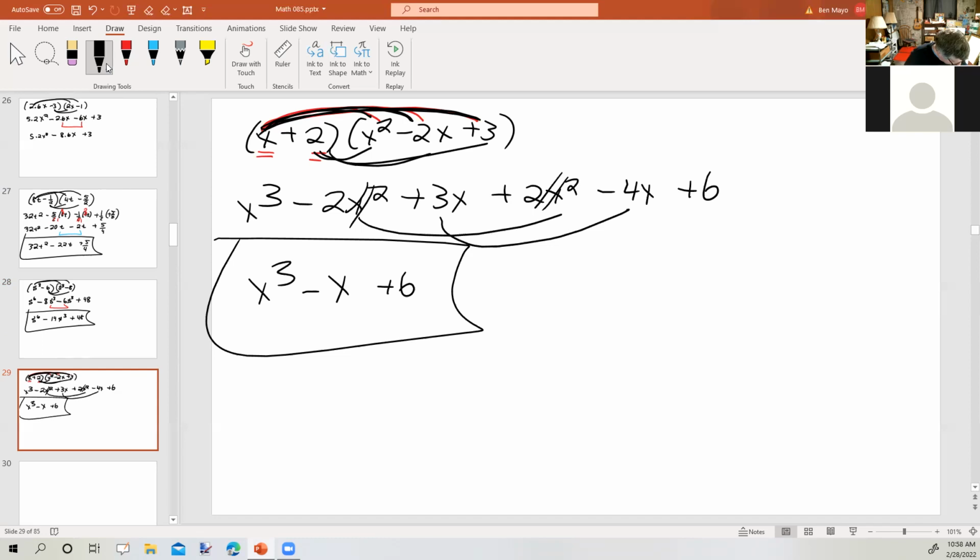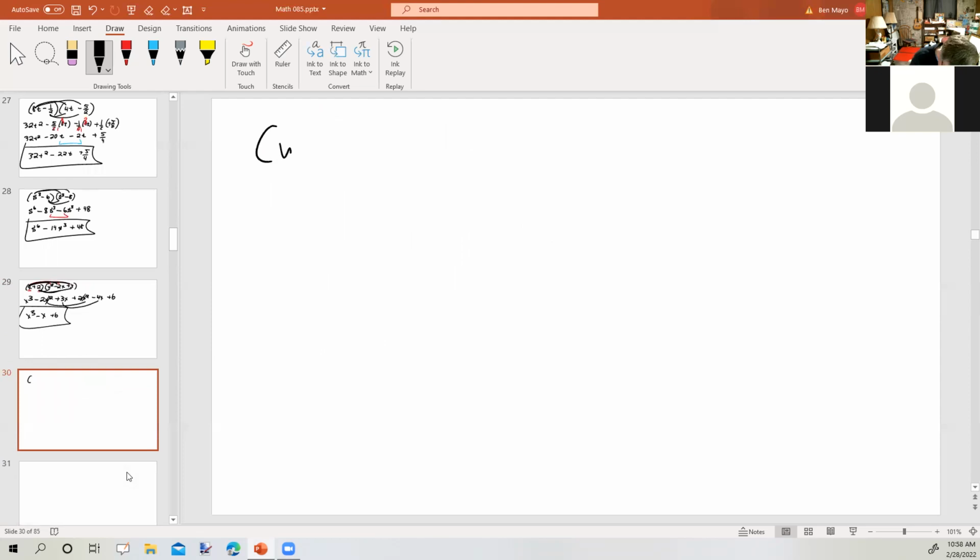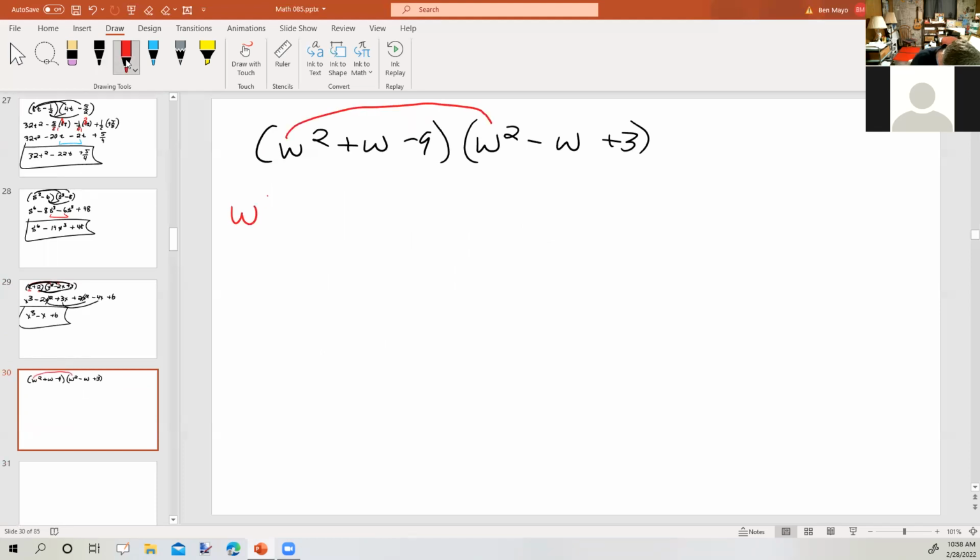Okay. What if we've got a trinomial times another trinomial? Well, it's going to be the same idea. We're going to have, let's see, w squared times w squared would be w to the 4th power. W squared times minus w would be minus w cubed. W squared times 3 would be plus 3w squared.